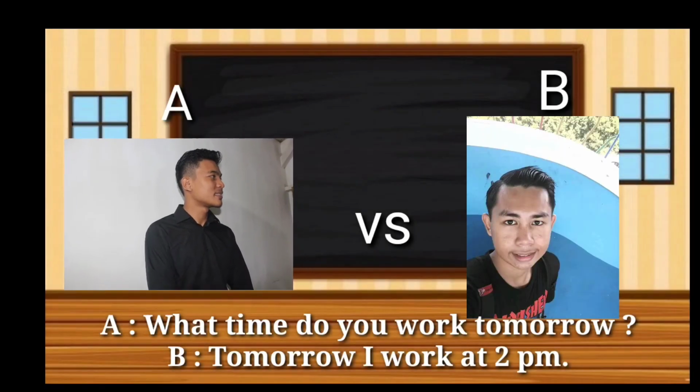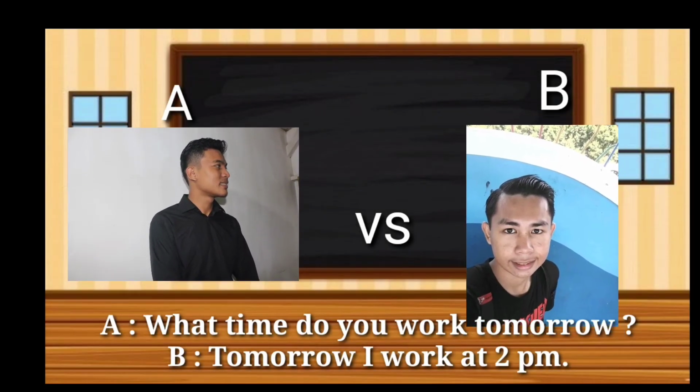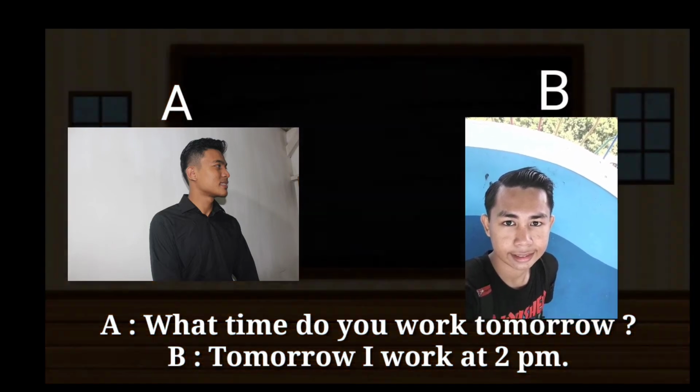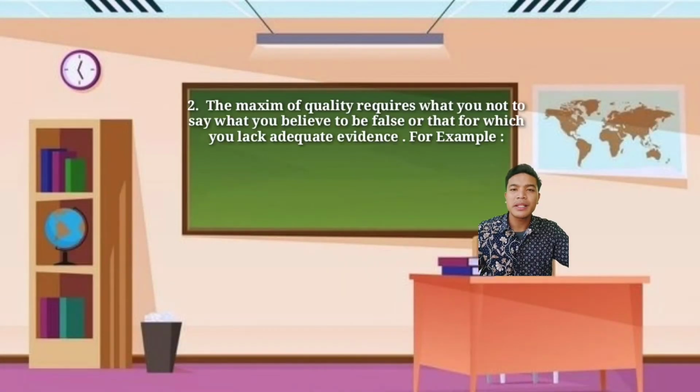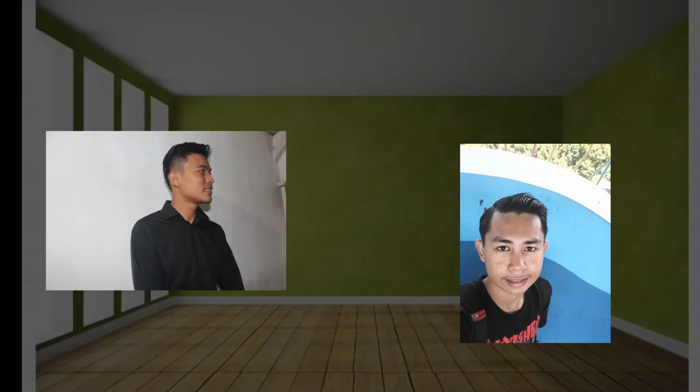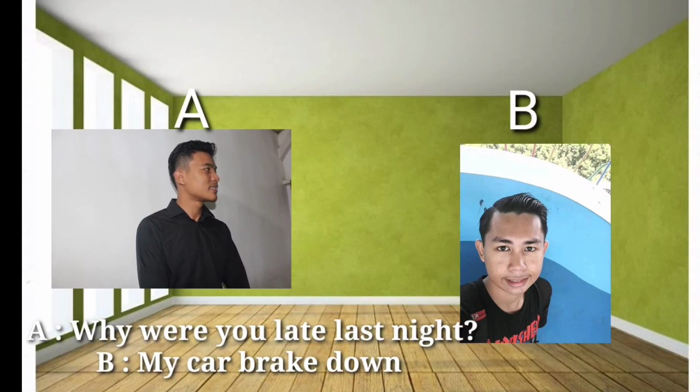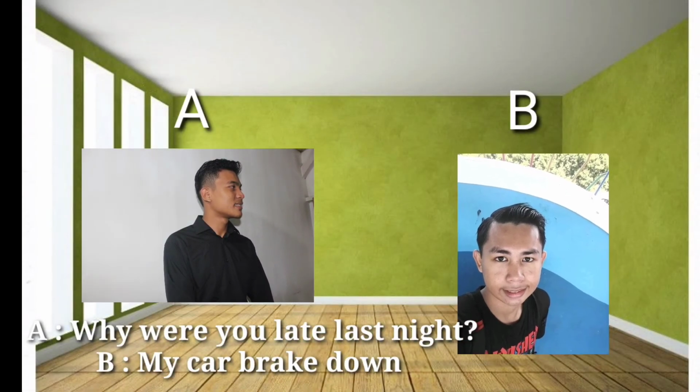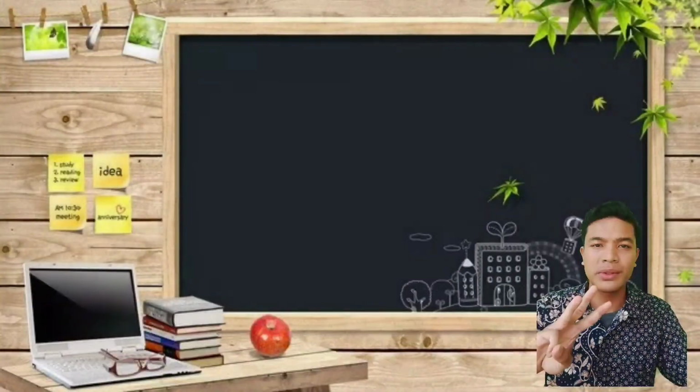For example, what time do you work tomorrow? Tomorrow I work at 2 p.m. 2. The maxim of quality requires that you not say what you believe to be false, or that for which you lack adequate evidence. For example, why were you late last night? My car broke down.